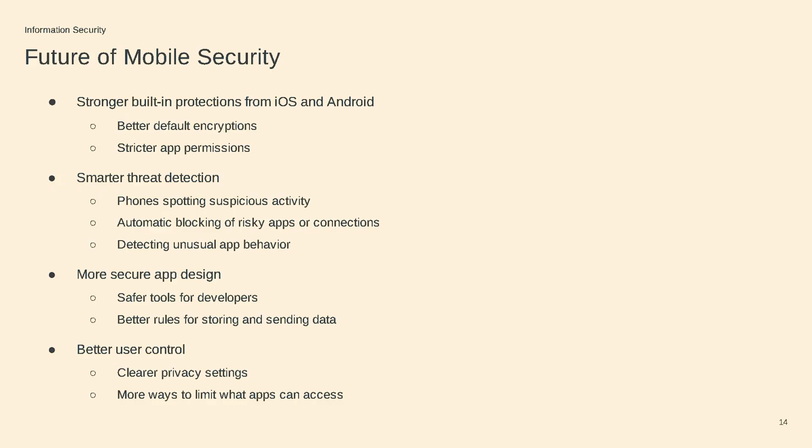More secure app design. Developers are using safer tools now, and there are better rules for storing and sending. And as time goes, better tools will come out. Better user control. Users will also have clearer privacy settings, and they will be able to understand them better. Older people will be able to look at it and understand it more. And there will be more ways to limit what the app can access and all.